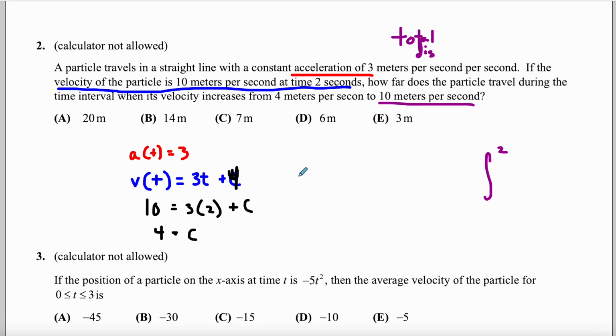So obviously, if I just take my velocity function that I just found and set that equal to 4, you're going to see that t is 0. Subtract 4, divide by 3, we get 0. So there are my upper and lower limits. If I just take my velocity function and absolute value it, I will get my answer.